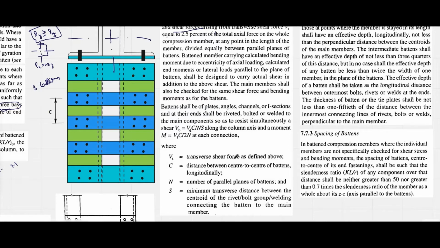The shear is VT C by NS, where VT is the transverse shear force, C is the distance between centers, that is, the spacing of the battens, N is the number of parallel planes, and S is the minimum transverse distance between centroids of the bolt, rivet or welding group. So this distance could be our S distance. So we need to design our batten to resist a shear of VT C by NS and a moment of VT C by 2N.